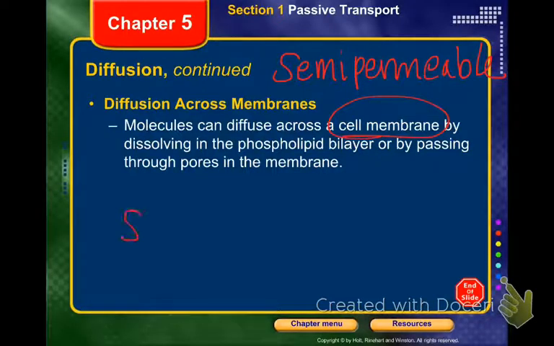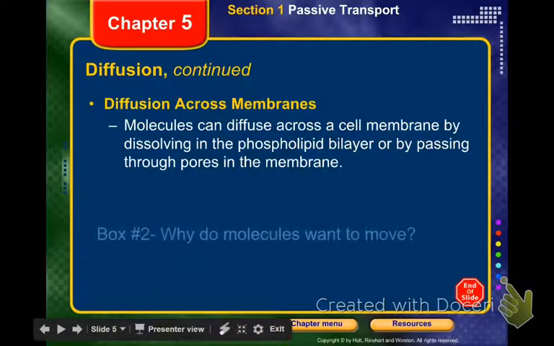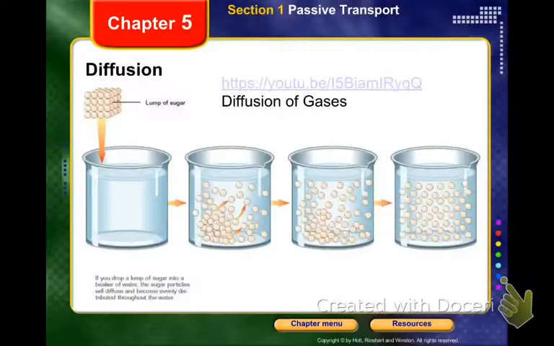Another word for that is selectively permeable. That means certain things can pass through and others cannot. There's sometimes openings in the membrane itself that allow for things to pass through. So why do molecules want to move? It's because of random movement, and they want to collide as little as possible. So they want to spread out as much as they can.